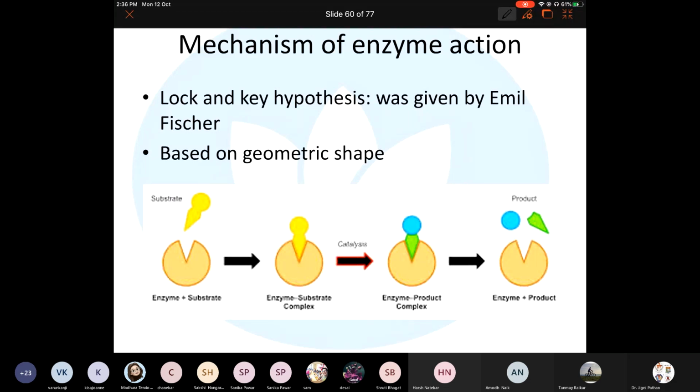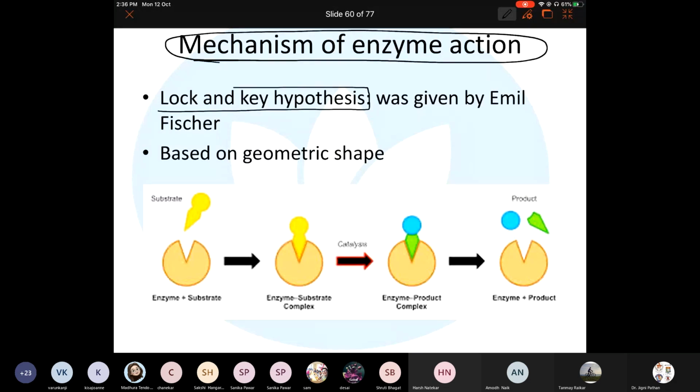Can we move to the next topic? The next topic is mechanism of enzyme action. The first hypothesis that we're discussing under the mechanism of enzyme action is the lock and key hypothesis. Important question: who gave this lock and key hypothesis? It is by Emil Fischer, in 1894.